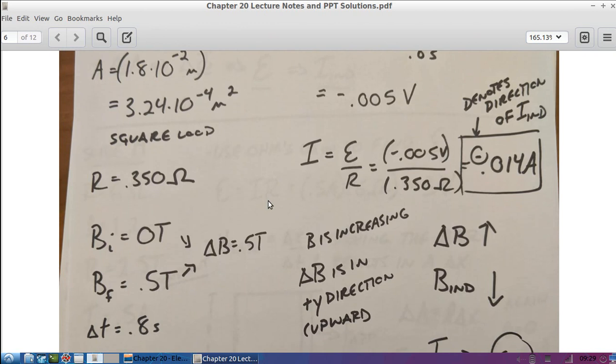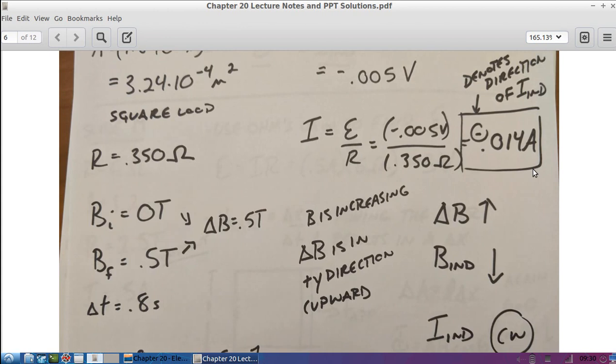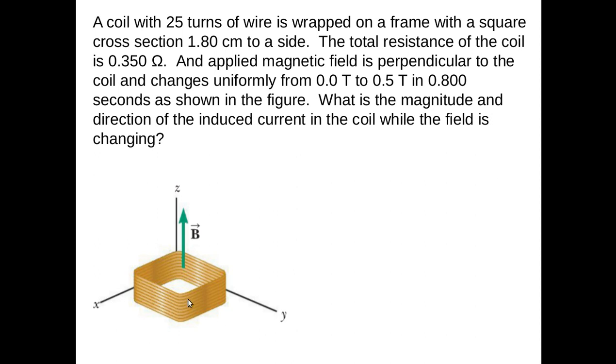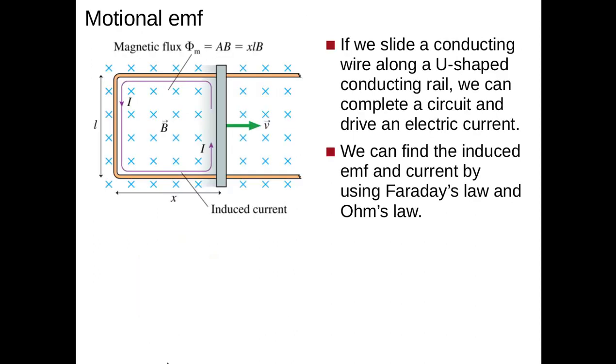Now I'm ready to use Ohm's law. The current is the induced voltage divided by the resistance, so negative 0.005 volts divided by 0.350 ohms, and I get negative 0.014 amps. So we're just going to leave the negative sign, it's fine. I'm going to use the right hand rule to determine the direction of the induced current. So delta B is in the positive Z direction. That means B induced is in the negative Z direction. So I'm using my right hand. I'm going to point my thumb down in the negative Z direction.